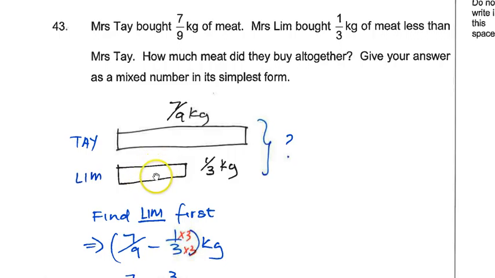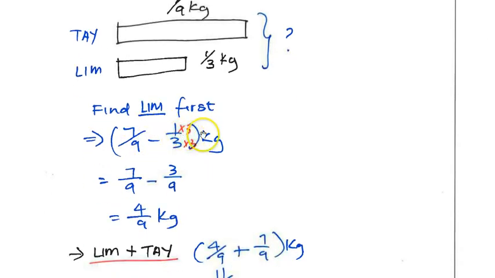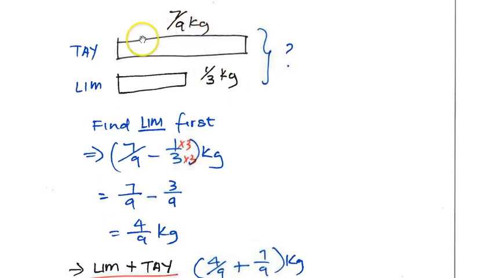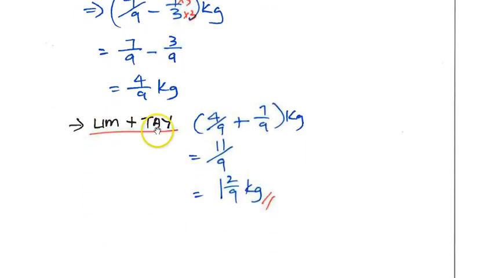So the question is to add this block and this block. First, find this block. Take 7 over 9 kg minus 1/3 kg. Once you minus it, it is 4 over 9 kg. It means Mrs. Lim has 4 over 9 kg. Can you see? Mrs. Tay has 7 over 9 kg. So you take Lim plus Tay. 4 over 9 plus 7 over 9 is 11 over 9. Simplest form is 1 whole 2 over 9.